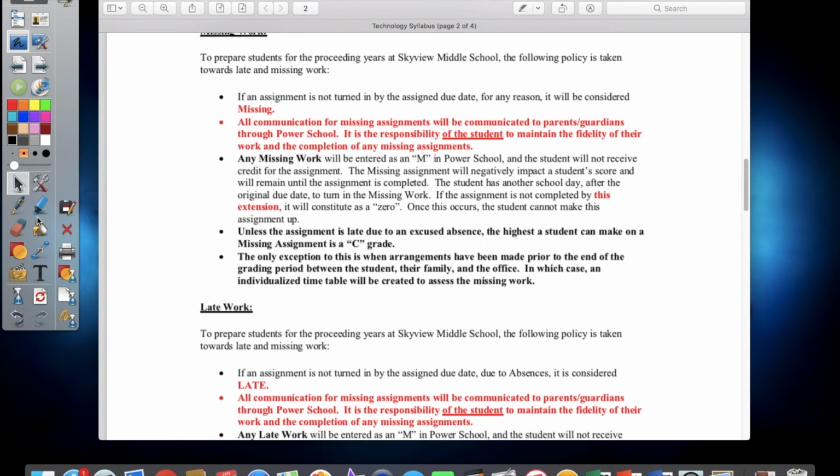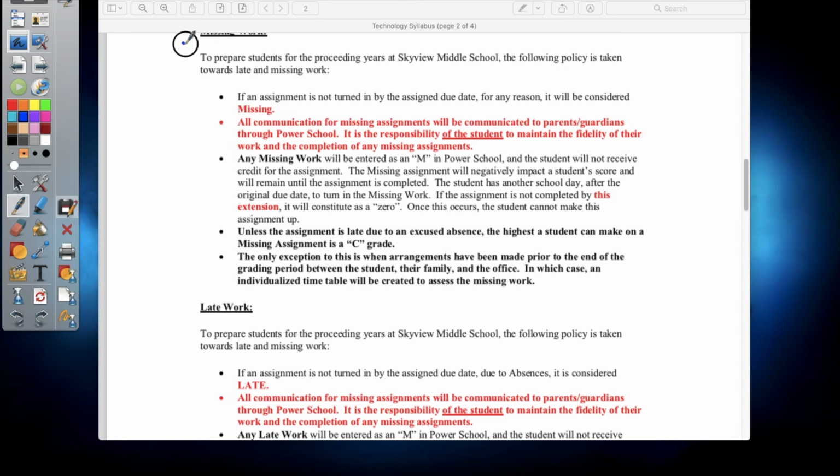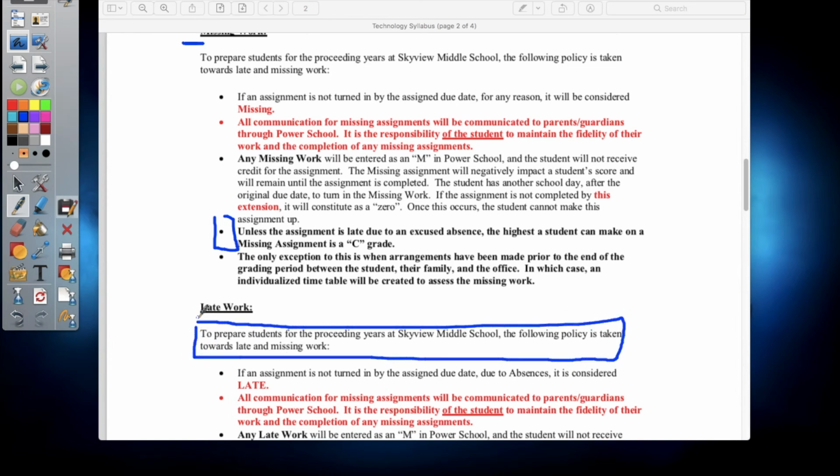Now, the difference between missing work and late work is this. For missing work, the highest you can make is a C when you resubmit it. For late work, of course, you will get the full credit for the assignment because something extenuating happened, in which case I'll just grade it late like normal.